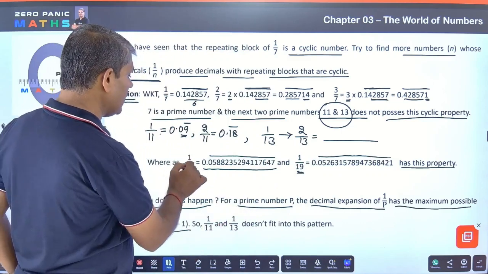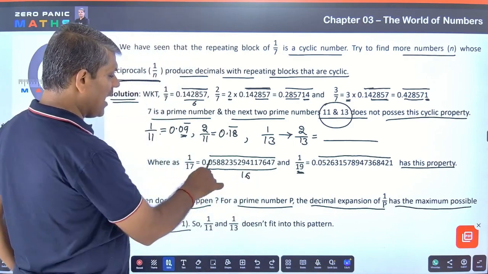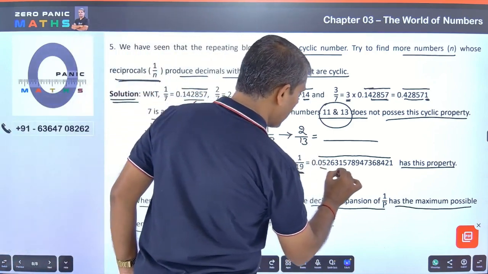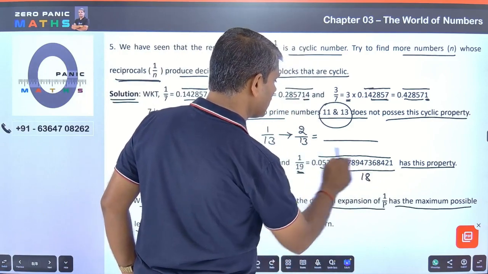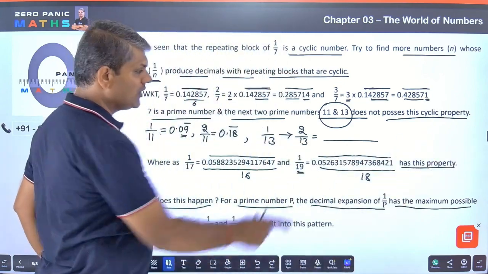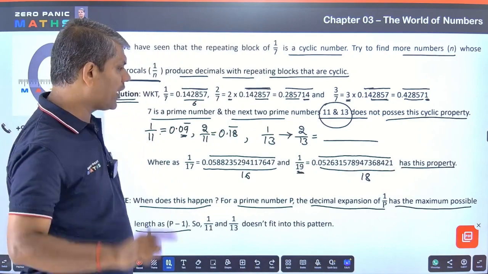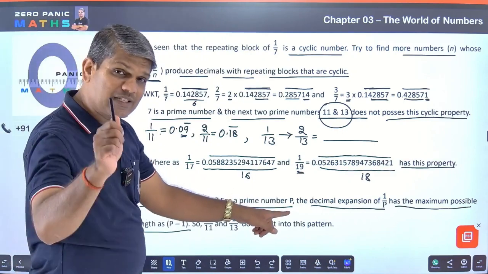But 1 by 17, if you check, there are 16 digits after the decimal point, which is 1 less than 17. If you consider 19 also, it has 18 digits after the decimal point, and the same 18 digits get repeated if you calculate it. You getting my point?